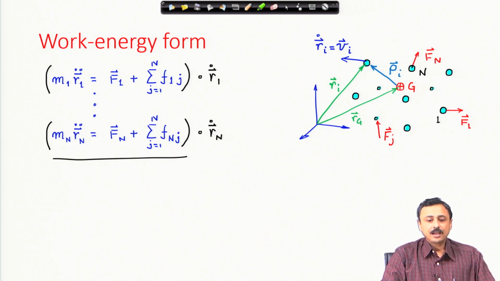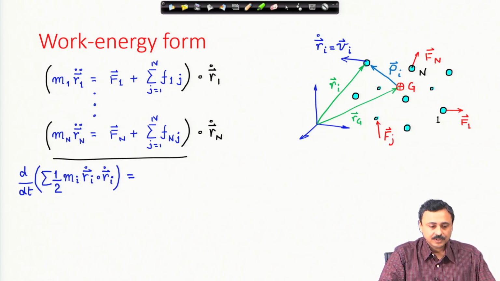Then I dot product the first equation of motion with r1 dot, the second equation of motion with r2 dot, and the equation of motion of the nth particle with the velocity of the nth particle. And then I sum over all the particles.